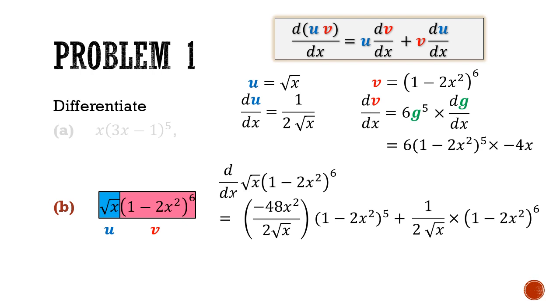So on the left side, I can change it to negative 48x squared over 2 root x. Now I have a denominator of 2 root x on both sides, and I have a common factor of (1 - 2x squared) to the power of 5. So I'll factorize that all out. What is left will be 1 - 50x squared. So this will be our final answer.